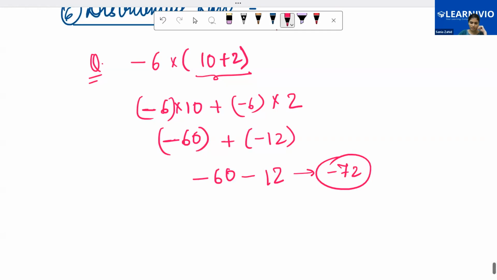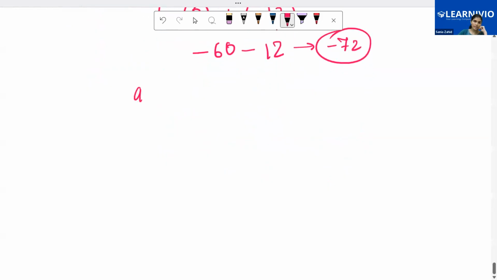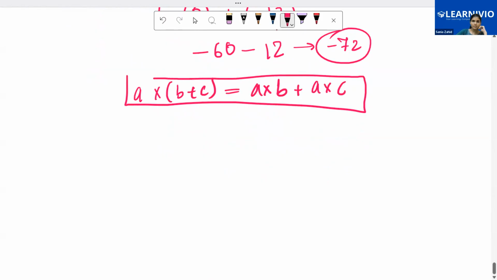I'll give one question for you. If I have to write this in the form of a law, how can I write it? Like I have A being multiplied with B plus C. I can write it like A multiplied with B, then I have a plus sign, A multiplied with C. So this is the distributive law.